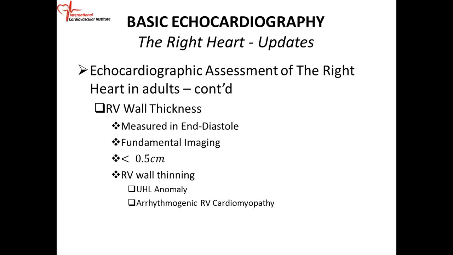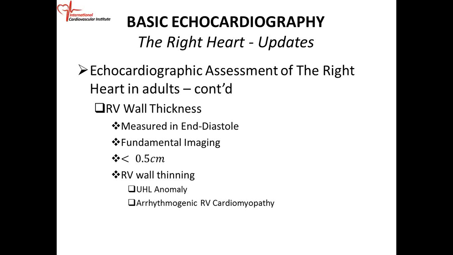All right. And you measure it in end diastole. Remember, when we measure the LV, we measure it in end diastole. Remember, when you measure the thickness of the septum and the posterior wall, it's in end diastole. Same thing for the right side. So when you're measuring the RV wall thickness, it should be measured in end diastole.